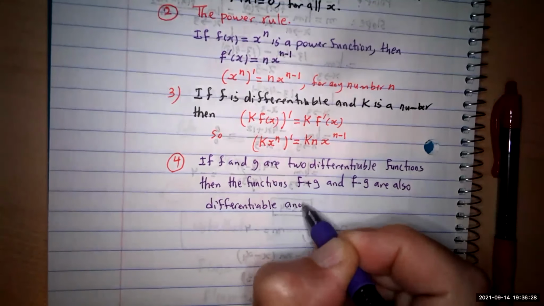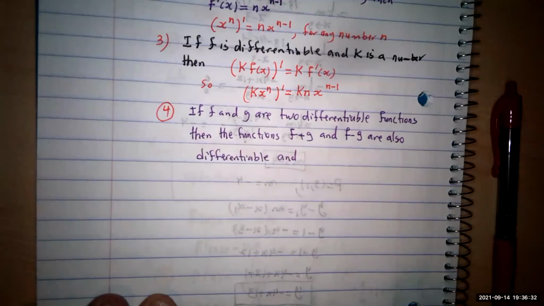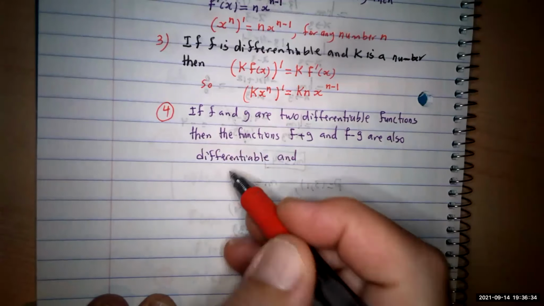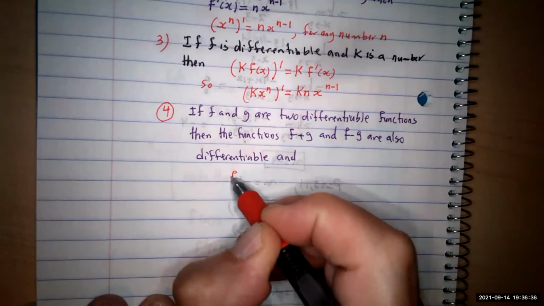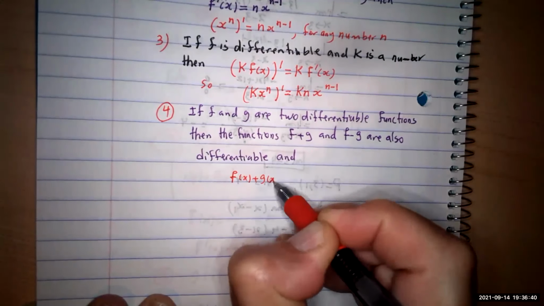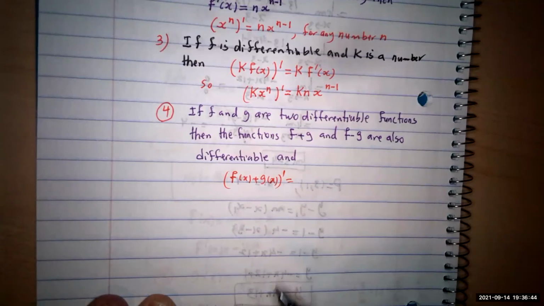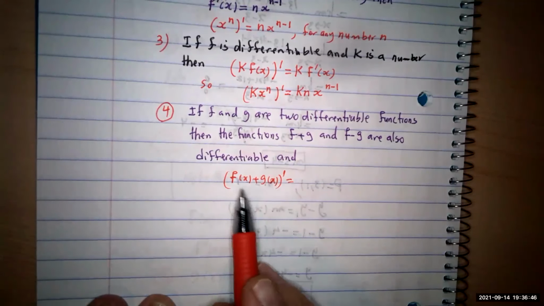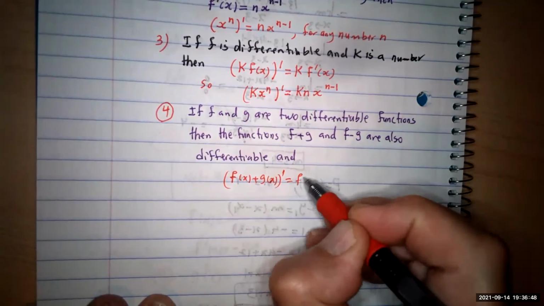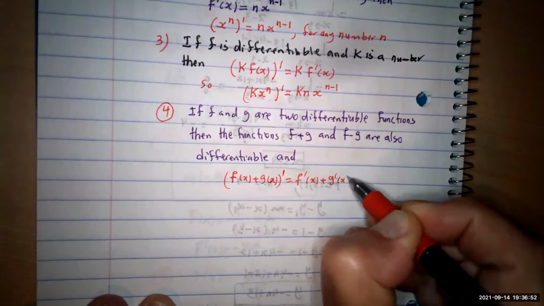And there you are. They call it the addition rule. If you want to find the derivative of the sum of two functions, f of x plus g of x, it's like the limits. You find the derivative of the first one, which is f prime of x, and you add it to the derivative of the second one, g prime of x. That's it.